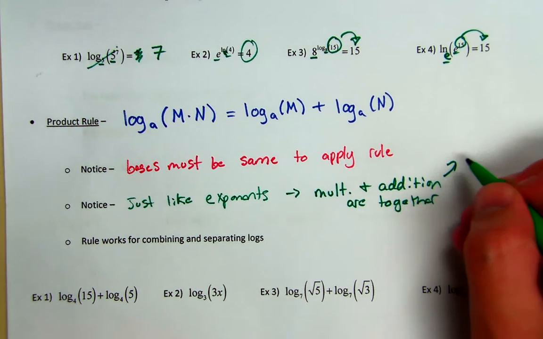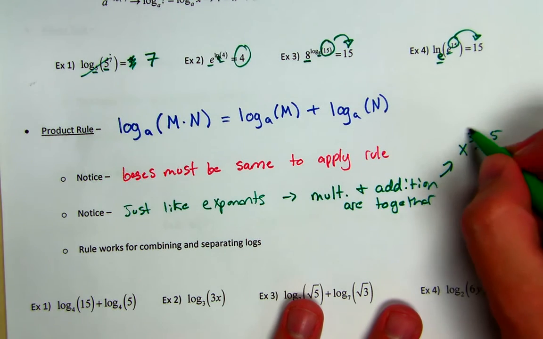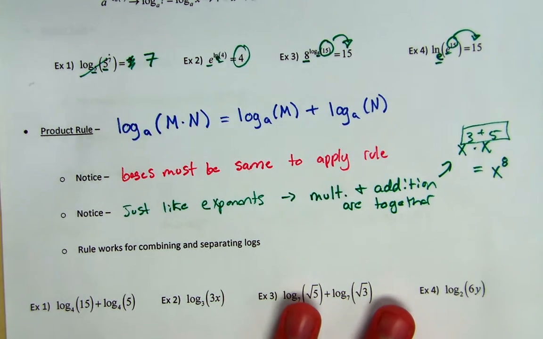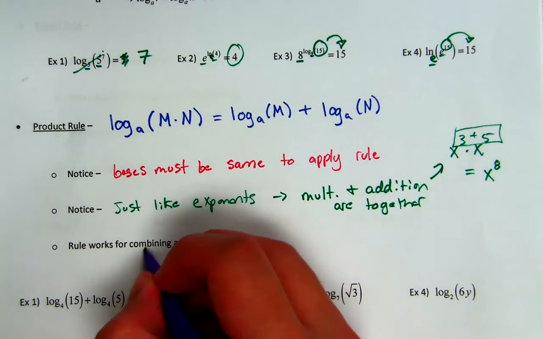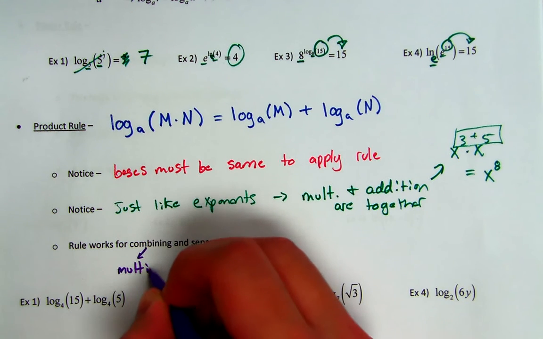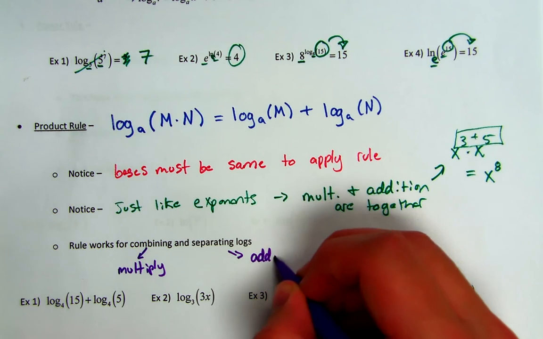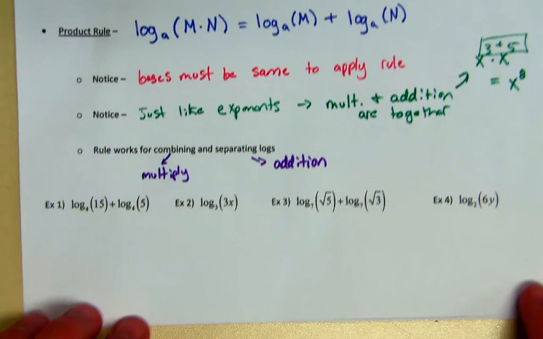And what I mean by this is if you had x to the 3rd times x to the 5th, well, you would add the 3 and the 5 to equal x to the 8th. So that's what I'm talking about. Multiplication and addition are paired together. The rule works for combining and separating logs. So combining, we're going to go ahead and multiply, and for separating, we're going to turn it into addition. This will make more sense when we do these examples right here.